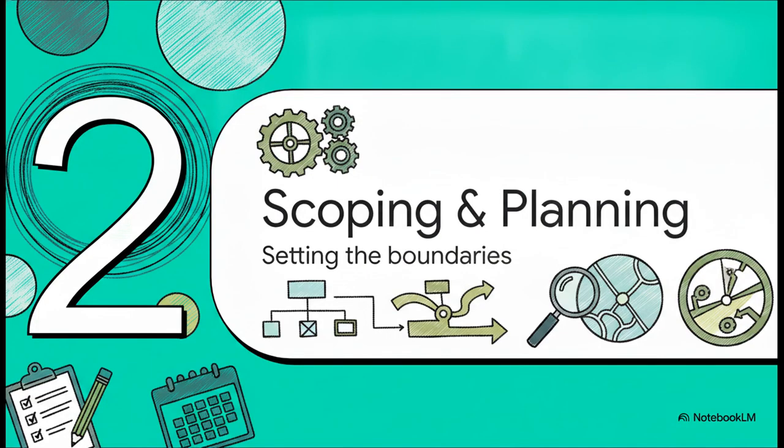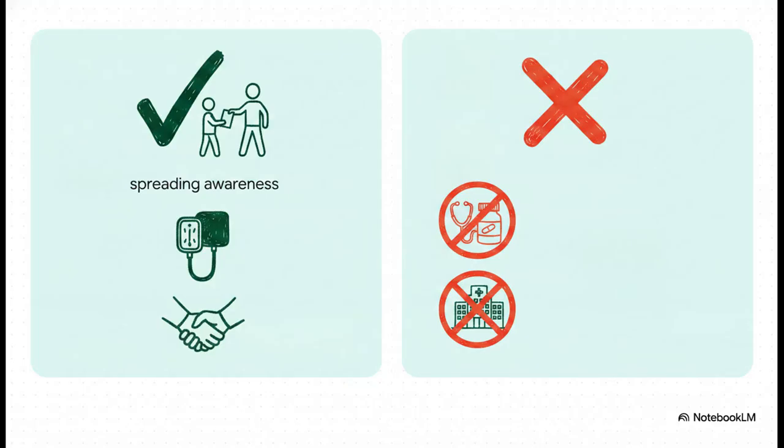Moving on to Section 2, Scoping and Planning, Setting the Boundaries. Now, it is absolutely crucial to set really clear boundaries for your project's scope. Your student-led service must focus only on what we can do: offering support, spreading awareness, checking basic vitals, and assisting. You must never, and I mean never, cross the line into medical diagnosis or trying to provide hospital-level treatments. Knowing exactly where your responsibilities end is just as important as knowing where they begin.